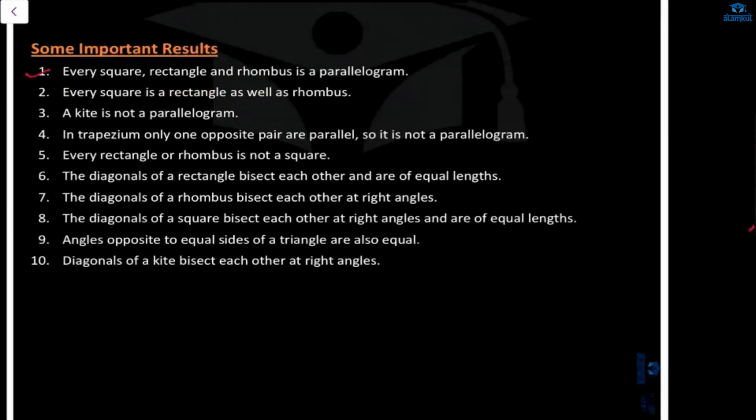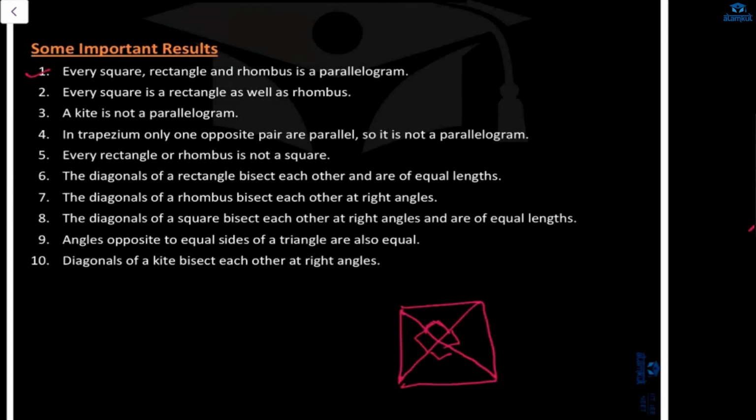Same thing, the square also. If you have drawn a square and you are drawing the diagonals, they are of equal length, and if they bisect each other at 90 degrees, it means both the angles are 90 degrees. All the angles here are also 90 degrees.